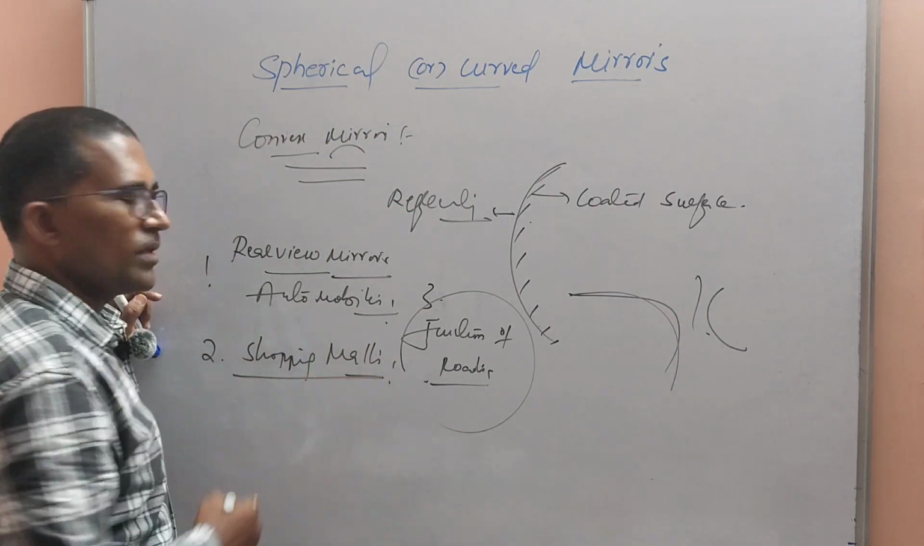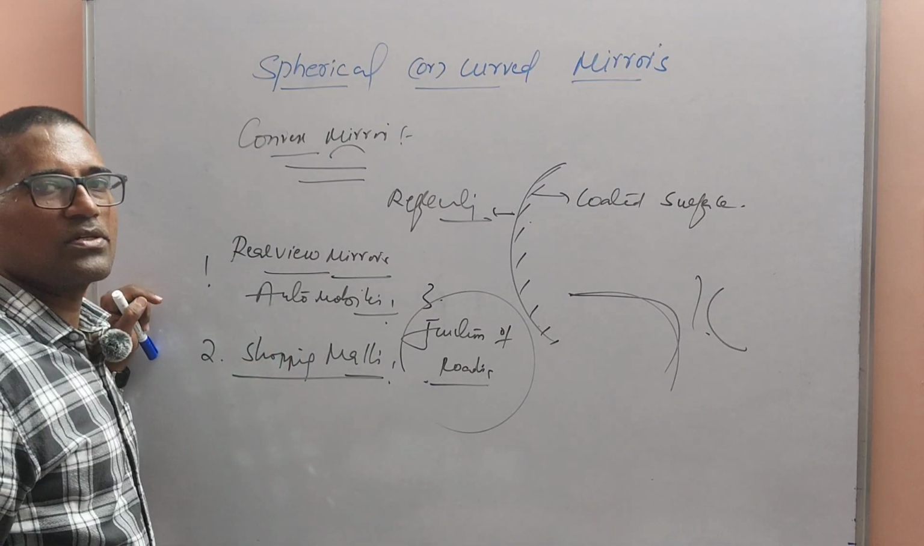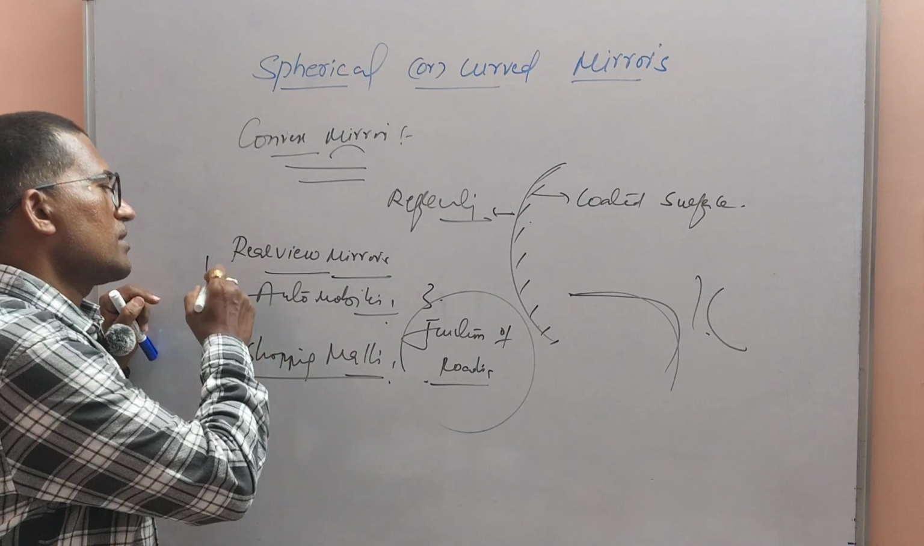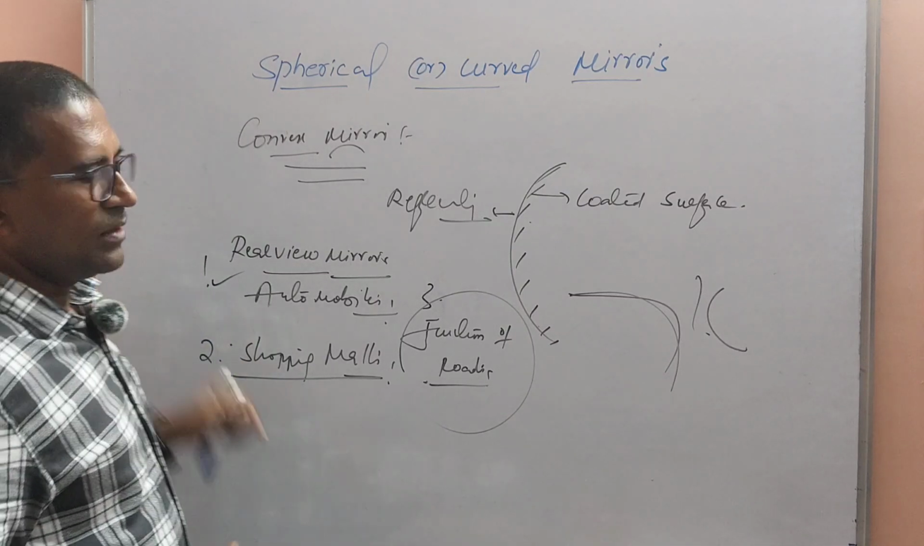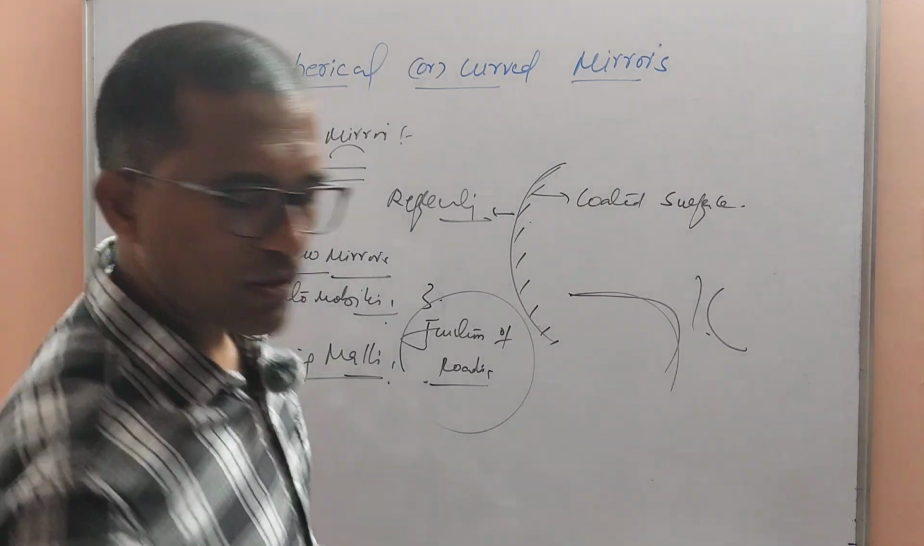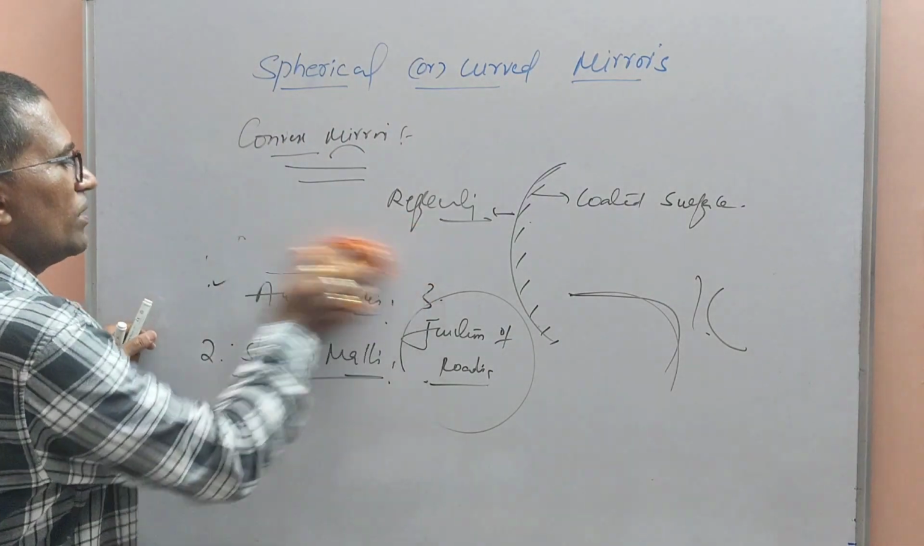So these are used in shopping malls. These are used as security mirrors. These are used as rear view mirrors in automobiles, and other applications might be there. So this is about a convex mirror. Now, concave mirror, convex mirror.